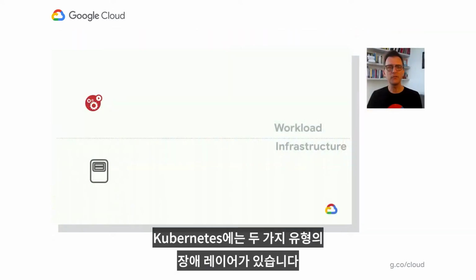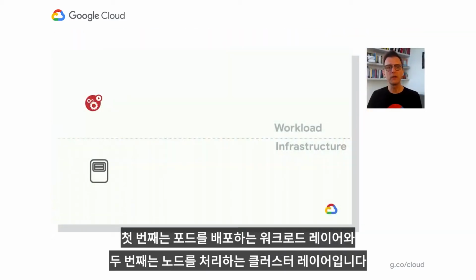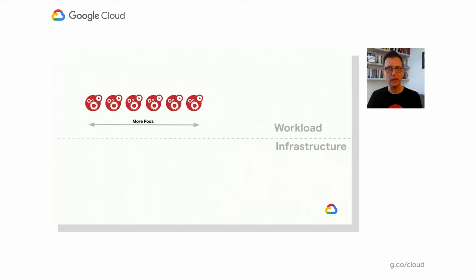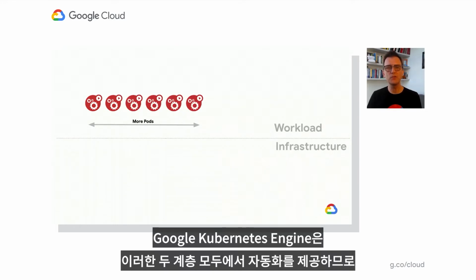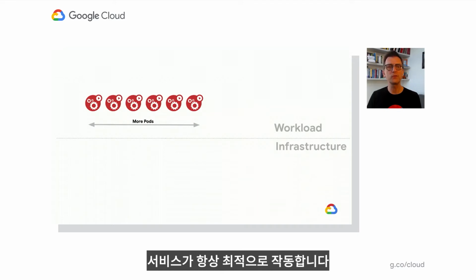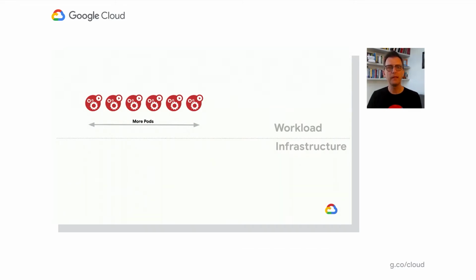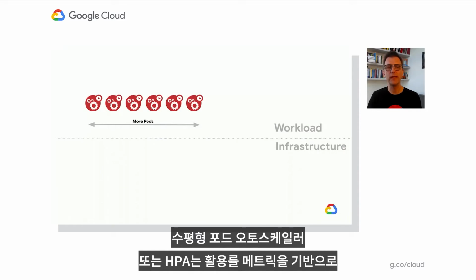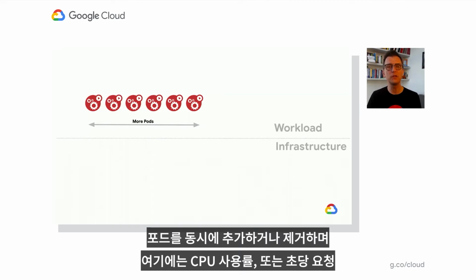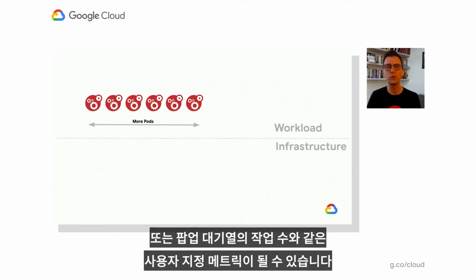Before we go on the journey of autoscaling, let's recap what we're dealing with. In Kubernetes, there are two layers of abstraction: the workload layer, where you deploy your pods, and the cluster layer, where you deal with nodes. Google Kubernetes Engine provides automation at both of these layers so that your service works optimally all the time. The horizontal pod autoscaler, or HPA, is adding and removing pods of the same type based on the utilization metrics, which can be CPU utilization or custom metrics like requests per second or number of tasks in a PubSub queue.